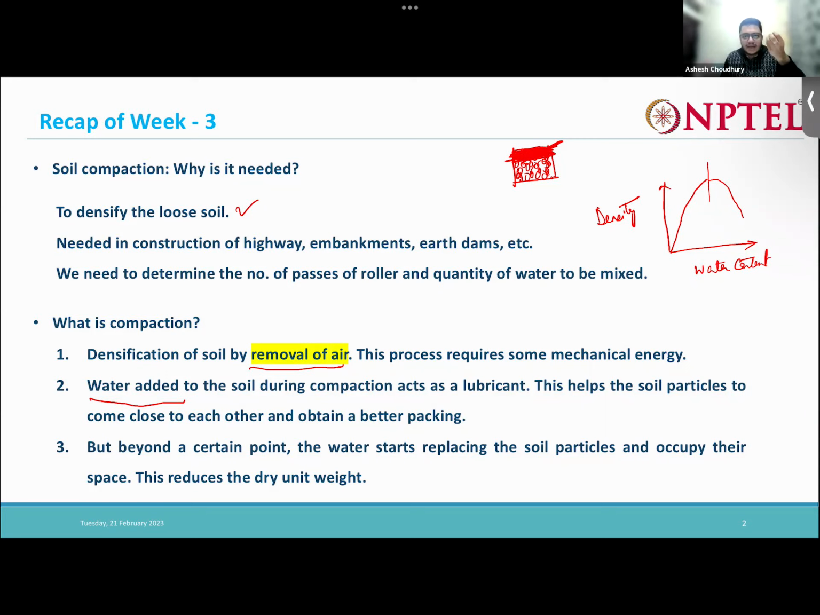the weight of the solids will keep on reducing because it has been replaced by water. So what happens? Our density comes down. So there is a maximum density that you achieve. It is actually the MDD, or maximum dry density, and this is achieved at a particular water content which is known as the optimum moisture content.